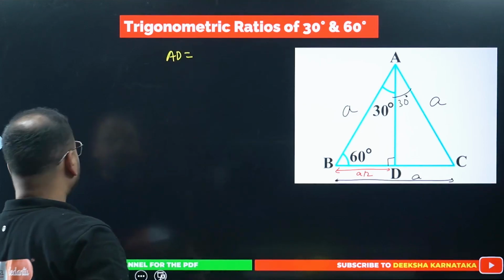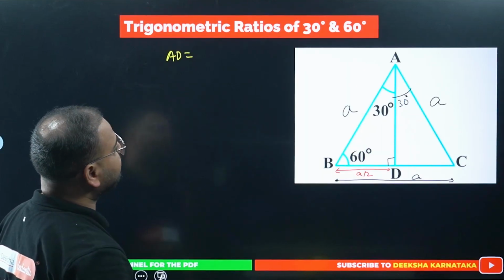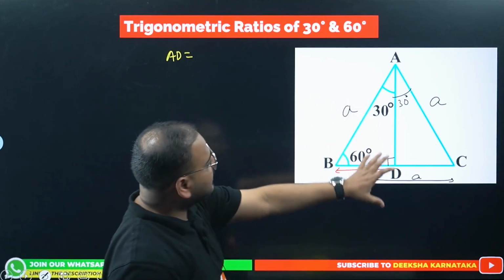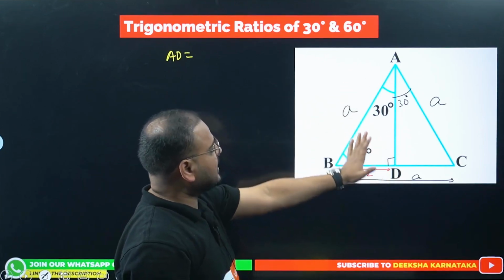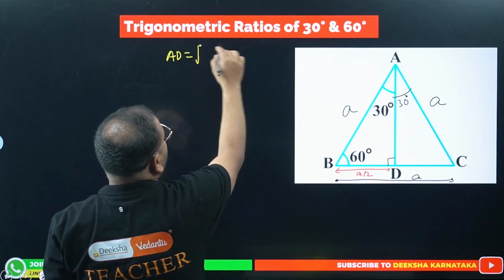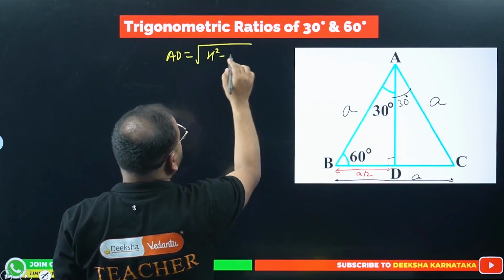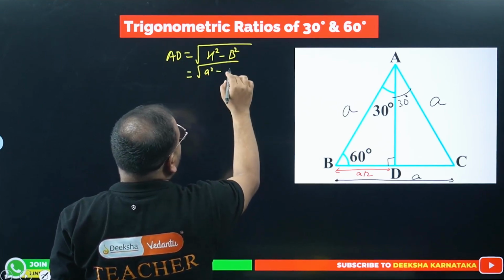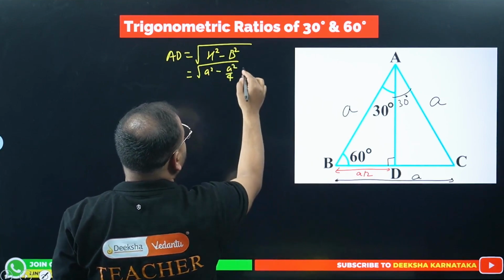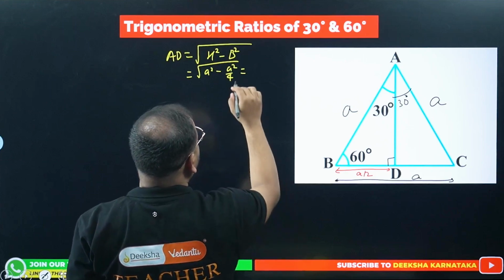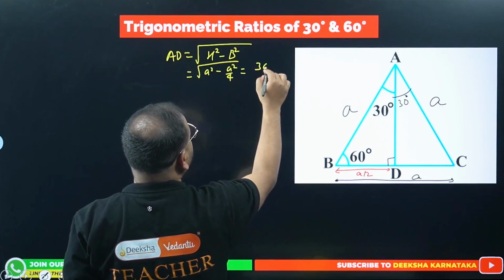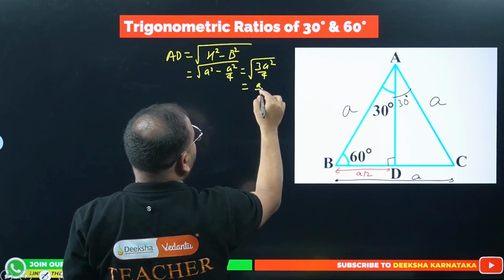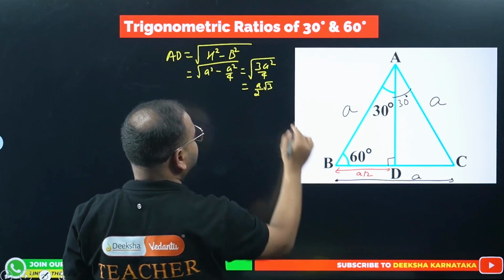AD would be, okay, ADB is a right angle triangle, no? So AD is the perpendicular, the hypotenuse is A and the base is A by 2. So AD can be written as the square root of hypotenuse squared minus base squared. So I can write this as A square minus A square by 4, because 2 square is 4. This will simplify into 3A square by 4, the whole thing under root. A square will come as A and 4 will come as 2. So A by 2 root 3, or root 3A by 2.